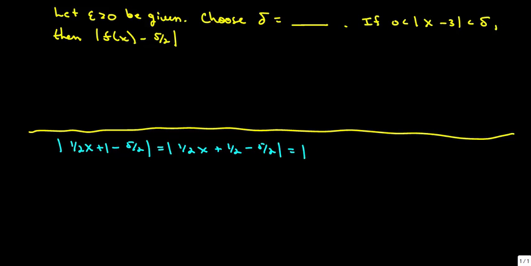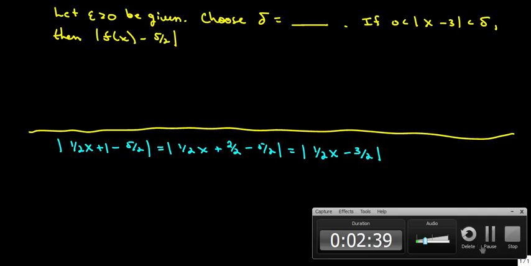So this is the absolute value of 1 half x minus 4 halves. So I've got, oops, that's not 1 half. Let's go back. There's going to be a problem there, right? So 1 is really 2 halves. So 2 halves minus 5 halves is 3 halves, just like that.